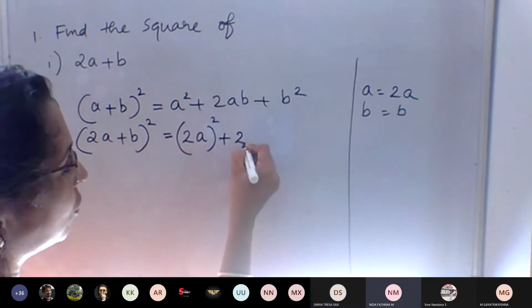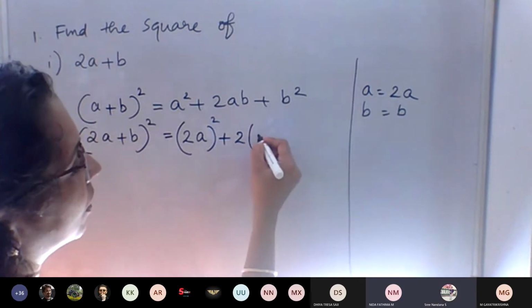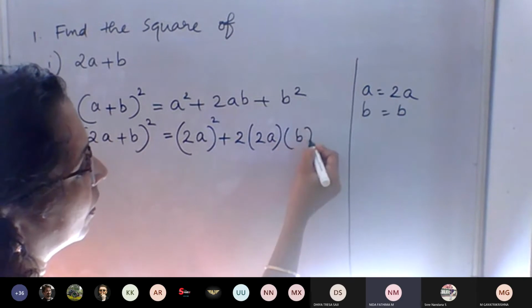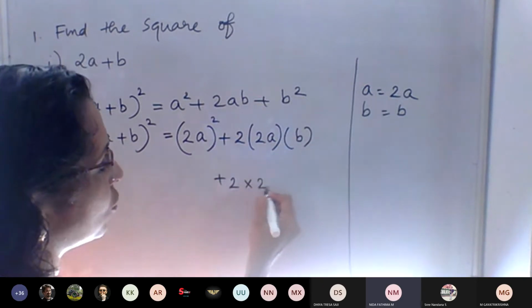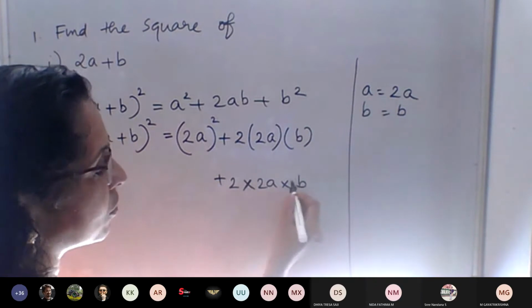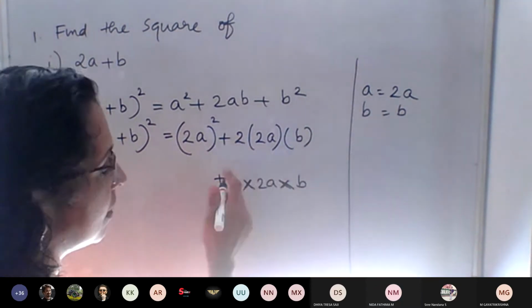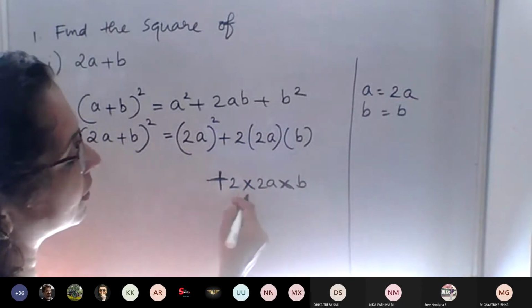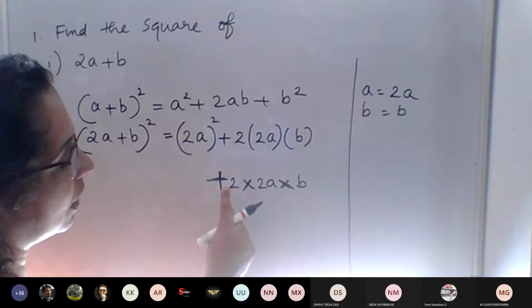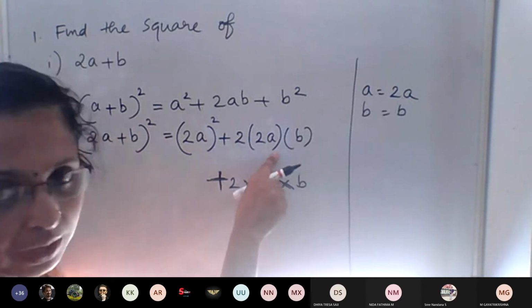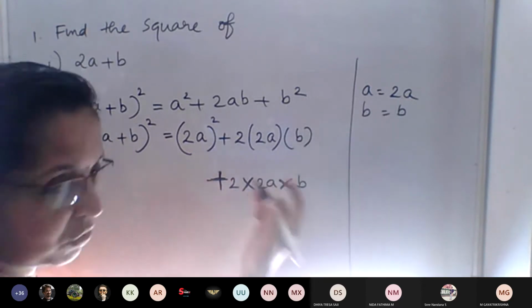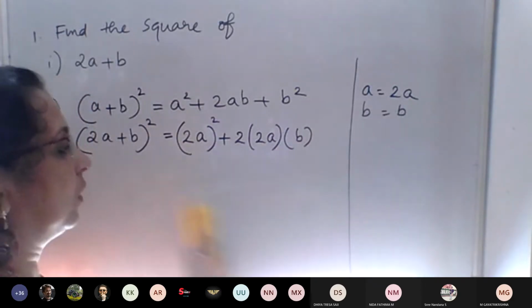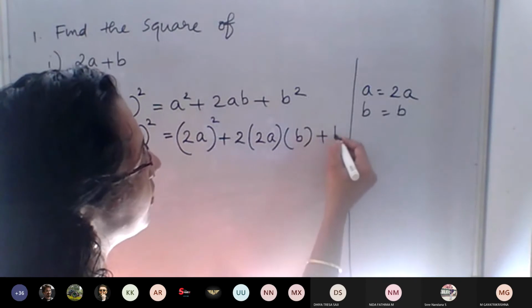Plus 2 into 2a into b. Either you can write plus 2 into 2a into b, this symbol also you can write. Why I am writing this bracket: sometimes, if you are seeing my handwriting, you may feel this as into or plus, and that will confuse you. If you want to write into, you can write into. That is depending upon you. So plus b square is b square itself.